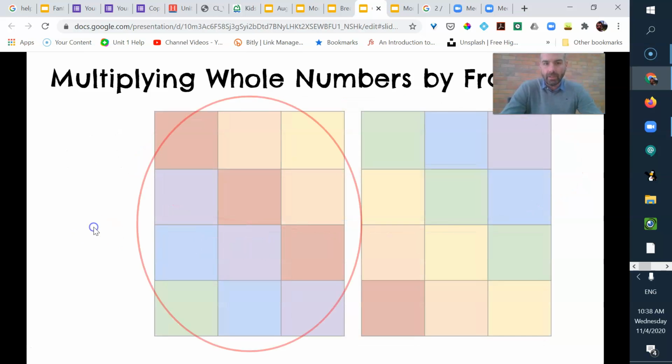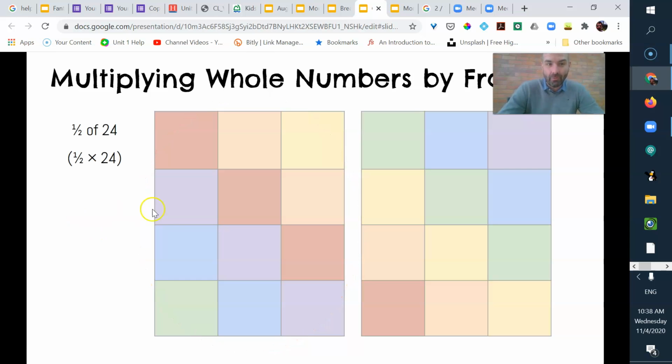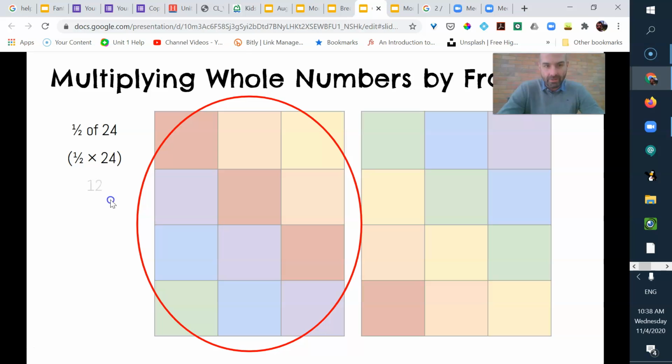What about this one? What are we looking at? Pause and answer. I'm going to go 3, 2, 1, 0. That's half of 24 again. One half of 24, that's 12. One half times 24 is 12. Half of 24 is 12. We can say 1 half times 24, or we can say 1 half of 24. Those are the ways we can say it.